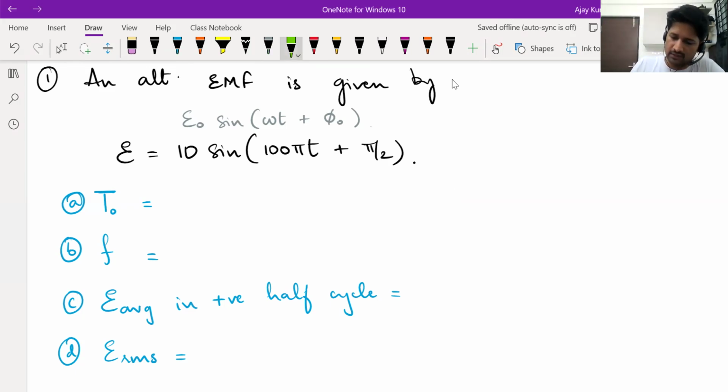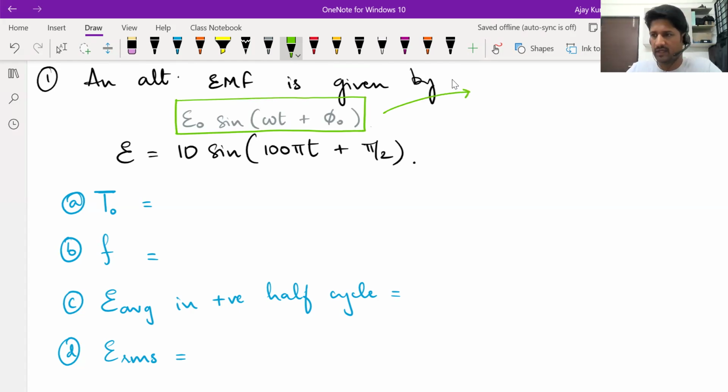See, generally this function E naught sine omega t plus constant. Can you tell the formula for time period of this function? 2 pi by omega, sir. Yeah, generally for sine omega t function, the time period is 2 pi by omega. And frequency, as always, is the inverse of time period, omega by 2 pi.